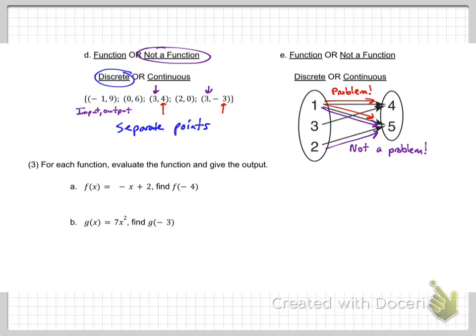So those two arrows I marked in red there, the input of 1 goes to 4 and the input of 1 goes to the output of 5. That is a problem, so this is not a function. Also, these are separate points. They're not connected, so it is discrete.